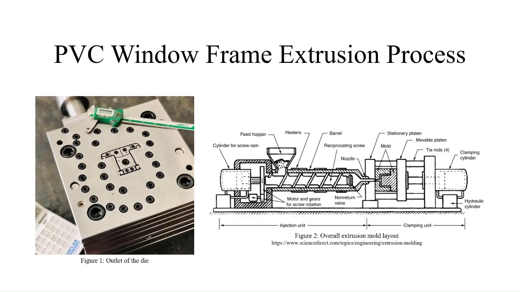Let us begin with the general extrusion process shown in this slide. As seen in the process diagram, right hand side, PVC material is first heated and melted inside the extruder. The rotating screw conveys the molten PVC forward and generates the pressure required to push the material through the extrusion mold. At this stage, the material behaves as a highly viscous, non-Newtonian fluid, and its flow characteristics strongly influence the mold design.